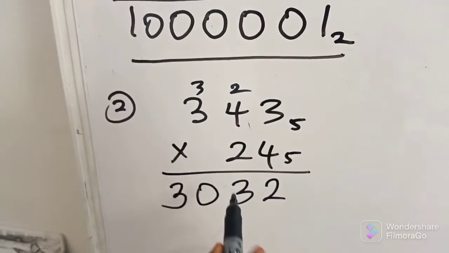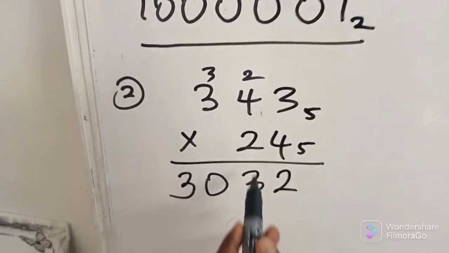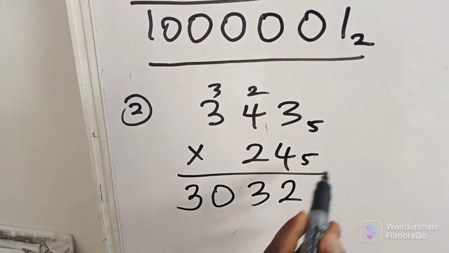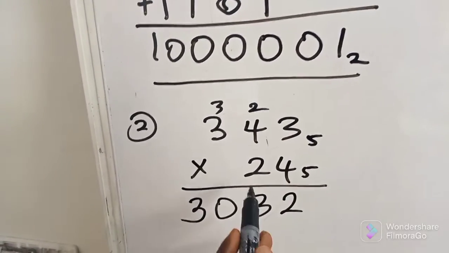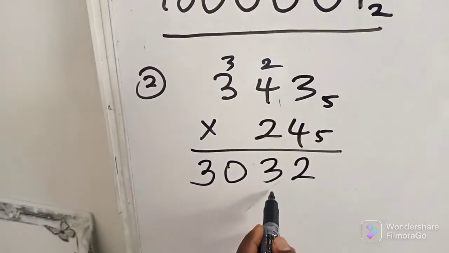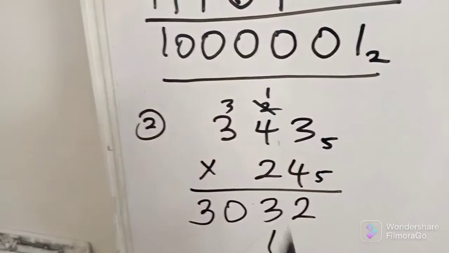Now I want to use this 2. 2 times 3 will give me 6. So I write it under this 3. But I can't write the 6 because it's greater than the base. So I have to convert it. 2 times 3 is 6. How many 5s in 6? 1 remainder 1. I write down the remainder 1 and carry 1.